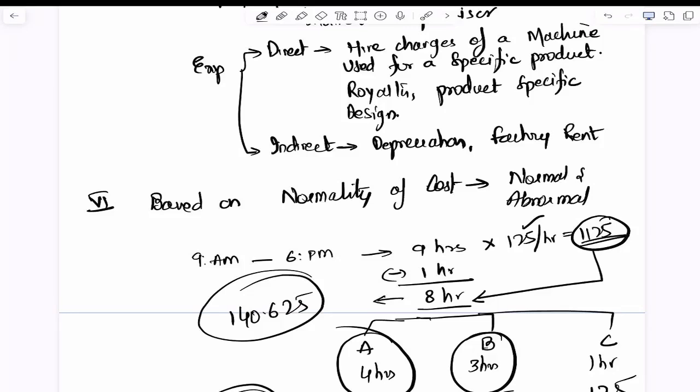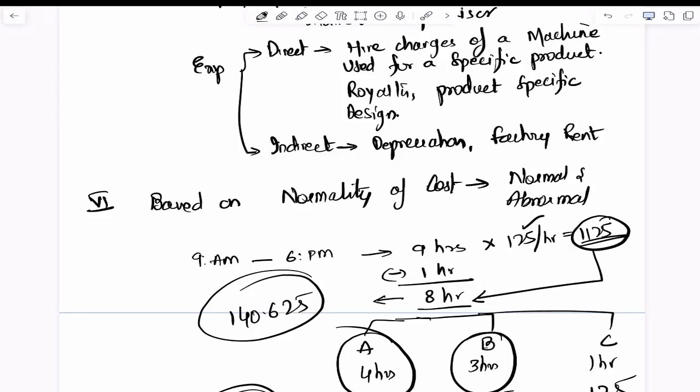Next line. Loss on account of earthquake is unavoidable, but will be abnormal in nature.